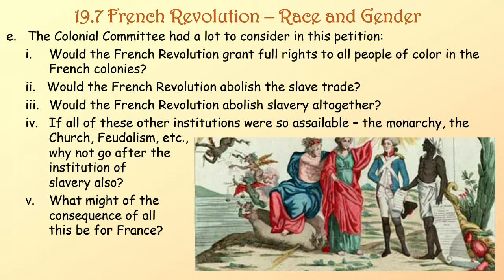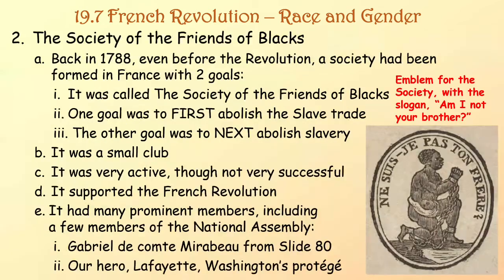The Colonial Committee had a lot to consider in this petition. Would the French Revolution grant full rights to all people of color in the French colonies? Would the French Revolution abolish the slave trade? Would the French Revolution abolish slavery altogether? And if all these other institutions were so assailable, like, for example, the monarchy and the church and feudalism, etc., why not go after the institution of slavery also? What might the consequences of all of this be for France?